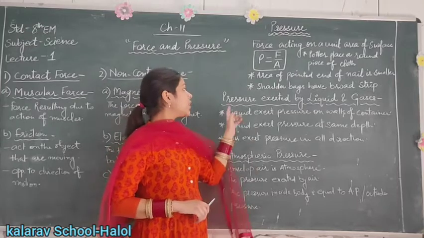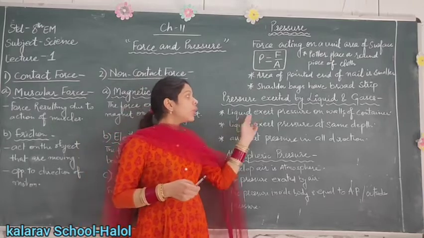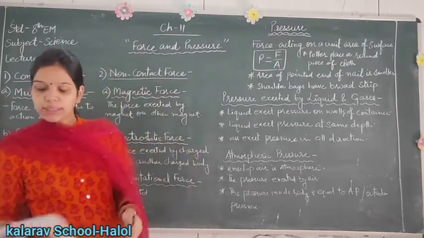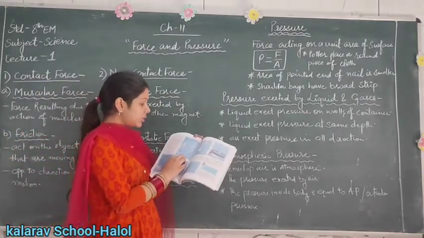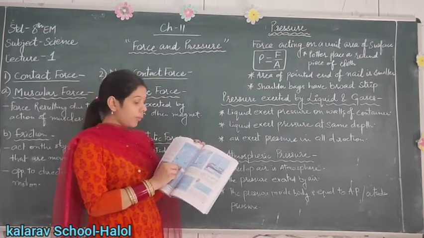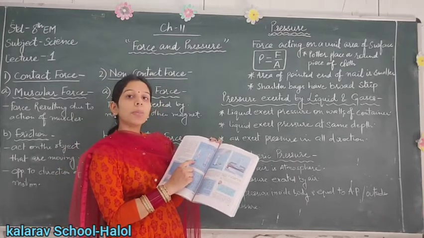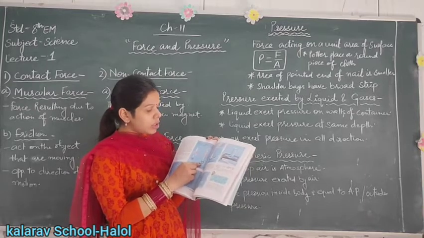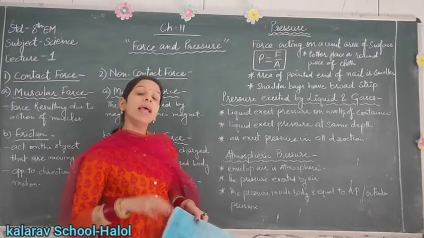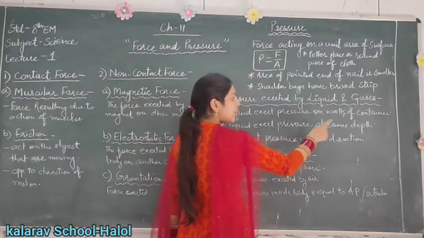Next is pressure exerted by liquids and gases. Here, liquid exerts pressure on the walls of the container. Here is the activity in your book, you can see. It shows that the pressure exerted by water at the bottom of the container depends upon the height of the column. You can see here the height of the column is this, so the balloon is not bulged. As the balloon bulges, the height is increasing, which means there is a certain pressure exerted by the liquid on the surface.